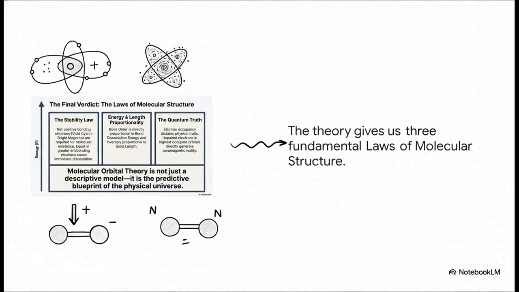So, we can pretty much boil all this down to 3 fundamental laws. First, the stability law. You have to have more glue electrons than anti-glue electrons or the molecule just won't form. Simple. Second, the energy and length proportionality law. A higher bond order means a stronger bond and a shorter bond. And finally, the quantum truth. The way electrons fill these orbitals dictates everything, including really cool properties like magnetism.